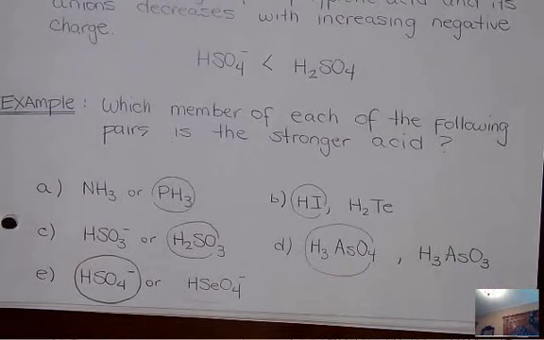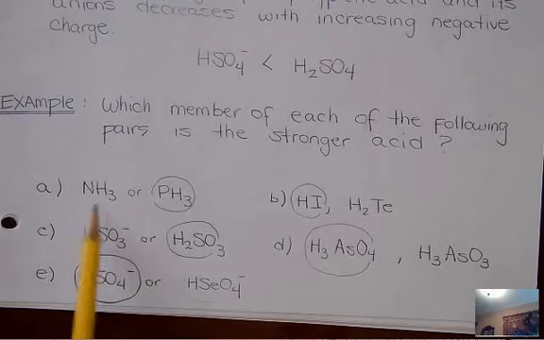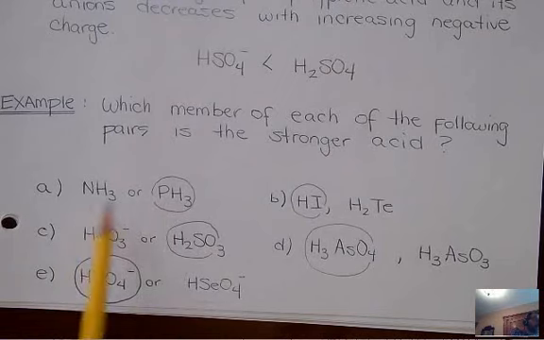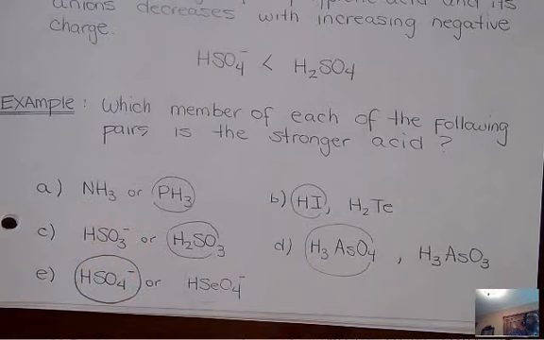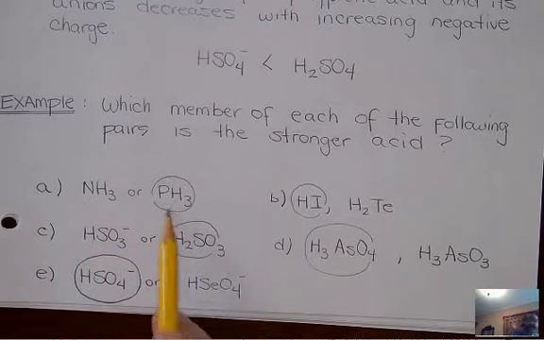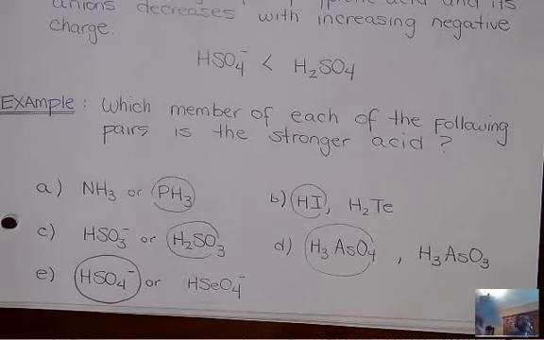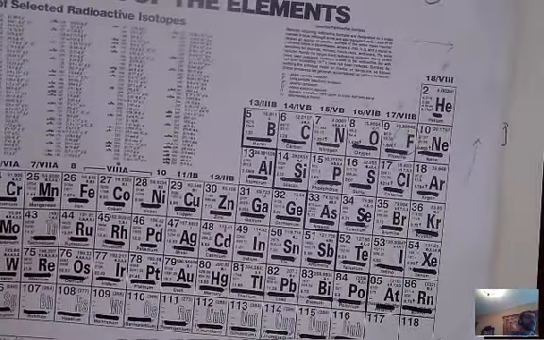So which member of each of the following pairs is the stronger acid? Okay, so everything is the same here. These are binary acids. Remember, they're not acids at all, this one especially, okay? So as you move down the periodic table, the acid strength gets greater for the binary acids. So phosphorus is underneath nitrogen on the periodic table. Here's the periodic table, right?